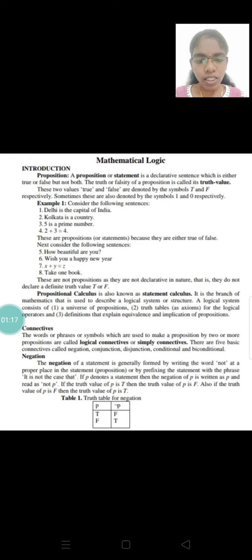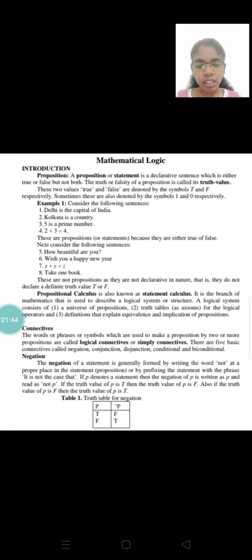Propositional calculus is also known as statement calculus. It is the branch of mathematics that is used to describe a logical system or structure. A logical system consists of: one, a universe of propositions; two, truth tables or axioms of the logical operations; three, definitions that explain the equivalence and implications of the propositions.